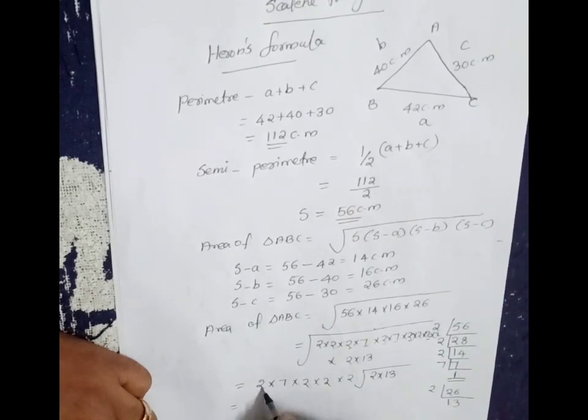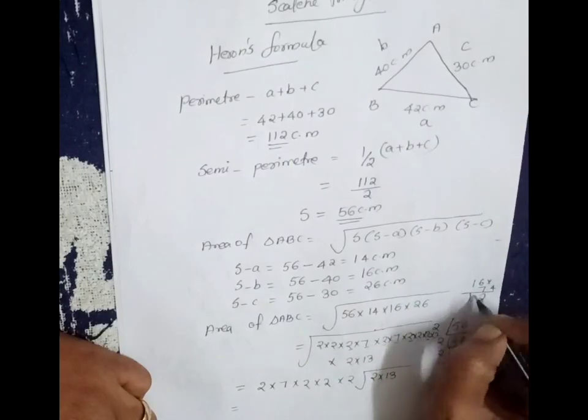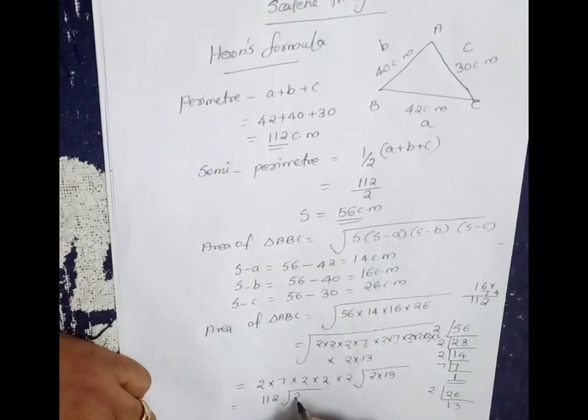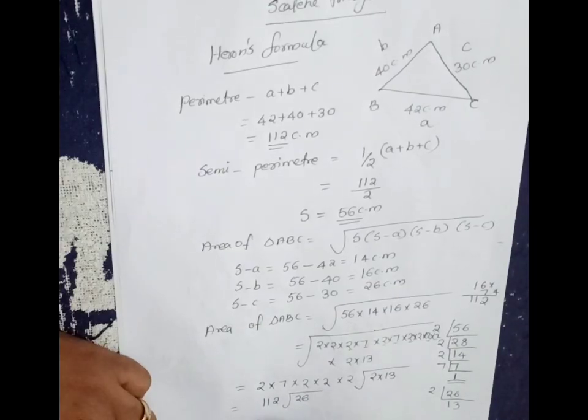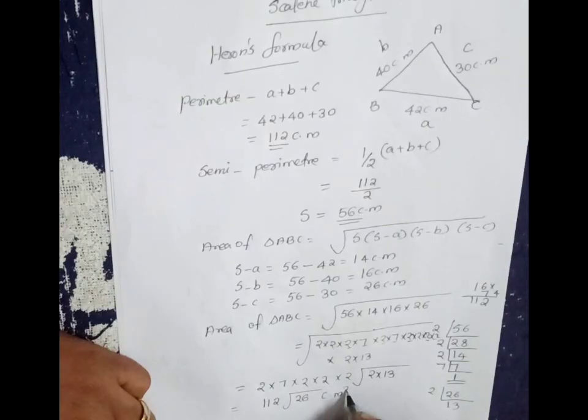That is equal to 2 into 2, 4, 4 into 2, 8, 8 into 2, 16, 16 into 7, 112. So 112 into root 26 centimeter square.